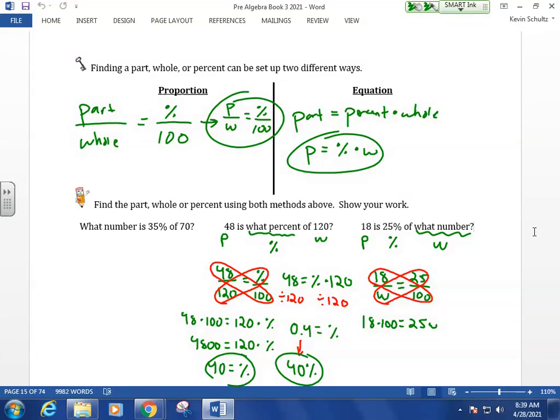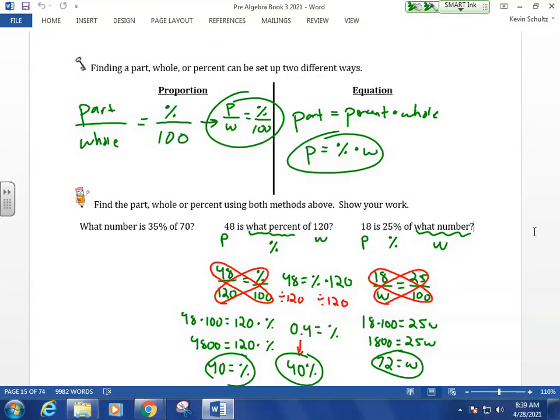Eighteen times 100 is 1,800. Equals 25 times W. Again, we have to solve for W, so using opposite operations, 1,800 divided by 25 is 72, and 72 is our whole, okay?